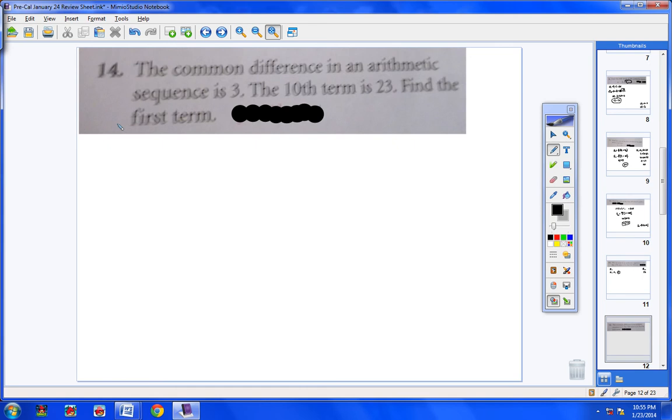The common difference in an arithmetic sequence is 3. The 10th term is 23. Find the first term. Now, if you're at term 23 way over here, and you want to get all the way to term 1 over here, yes, you can take your calculator and subtract 3 because you're going backwards. Subtract 3 over and over and over until you get to the first term. But that's going to lend itself to probably making a mistake. I would like to suggest that we use this formula here, the nth term formula, and let me show you how we can do that.